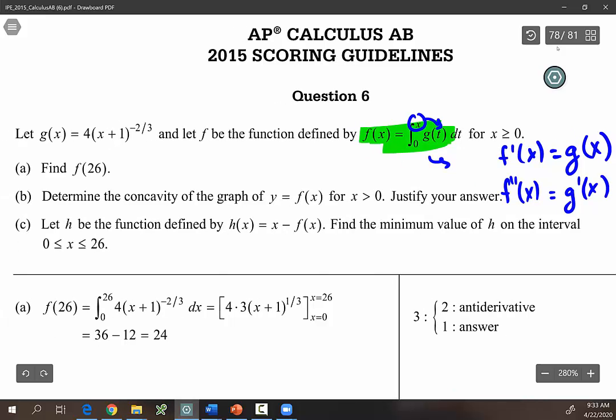So A says find f of 26. Again, I'm not going to go through this. I'm just going to look at the answers, make sure we don't have any questions on how we would do this. So f of 26, you're just plugging in 26 to x.